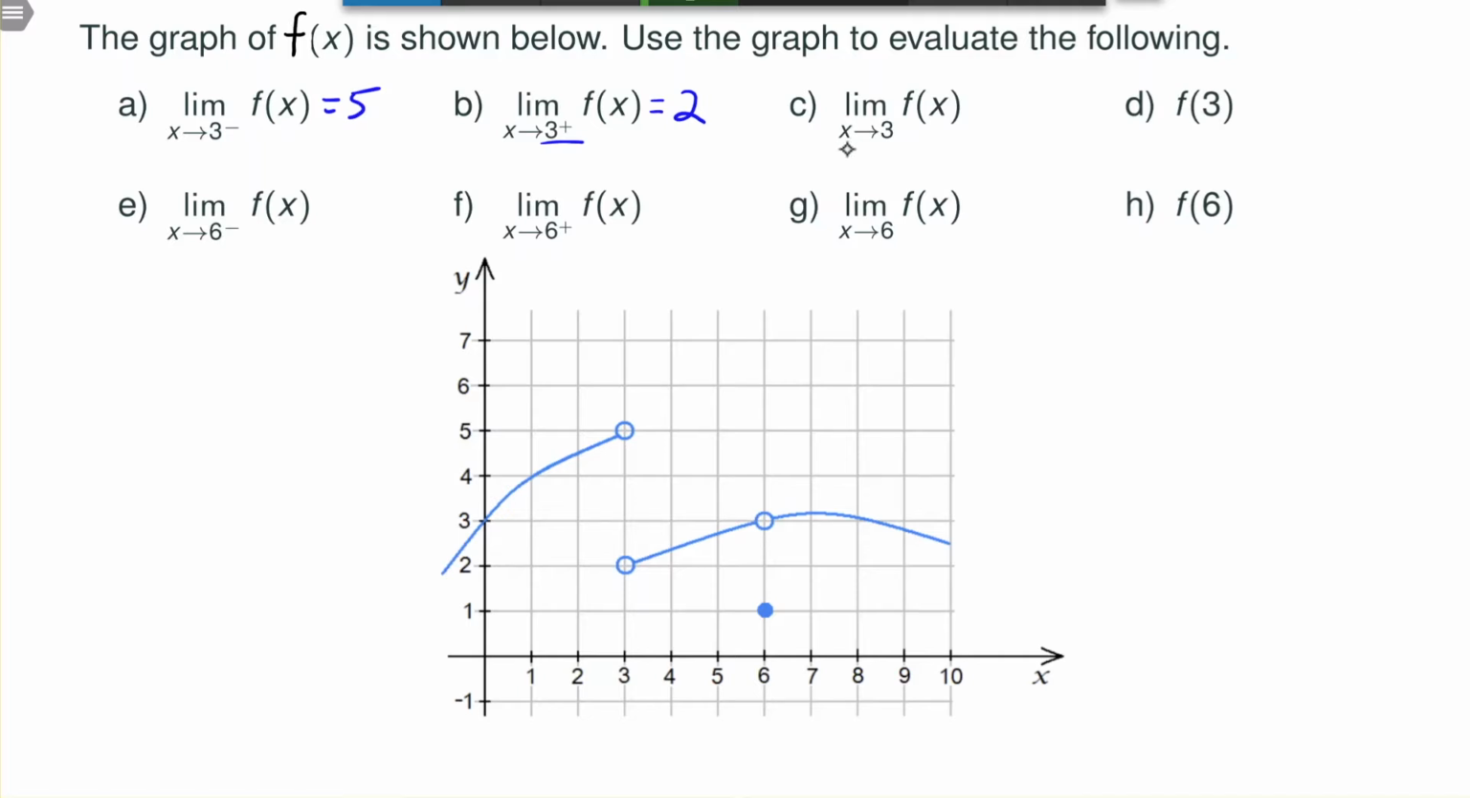So then as x approaches 3, which means both from the left and right, they're approaching 2 different values. Therefore, this limit does not exist. Limit does not exist.